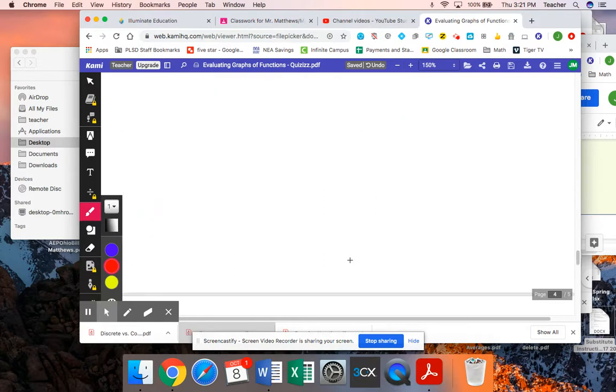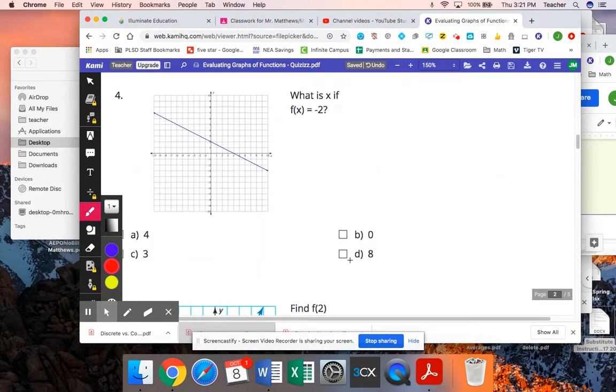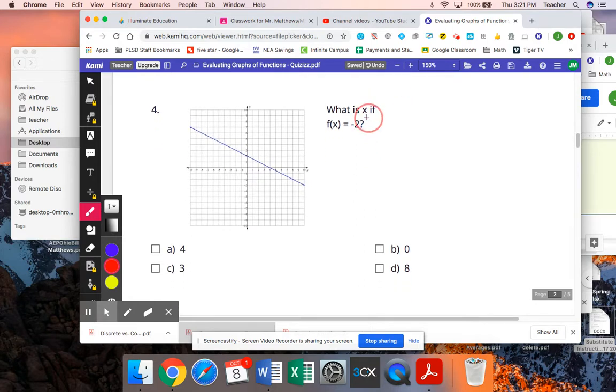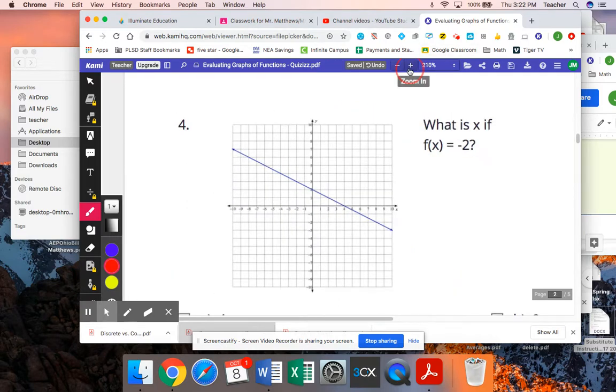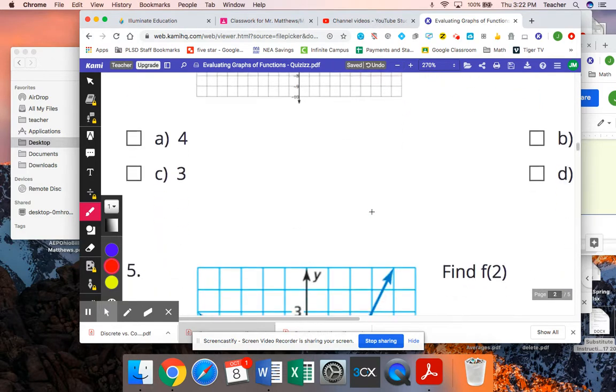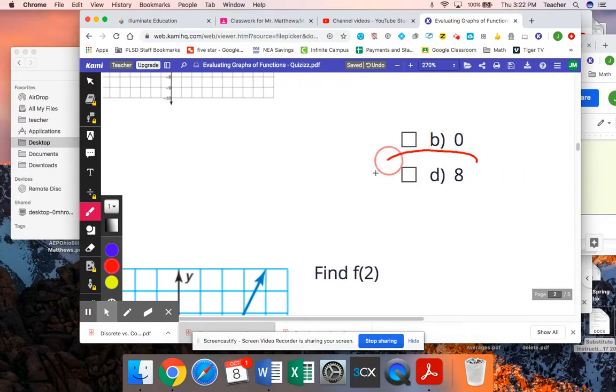F of 3, value of f of 0. I wanted to get a different type. Number 4. What is x if I know f of x is negative 2? That means I go to where f of x is negative 2. That means where's my function negative 2? That is down here. My function is at negative 2 anywhere it hits here. And so right here is where that is. Negative 2 is right here. Now, what's my x value at that point? 8. So it's asking me similar information, just in a different way.